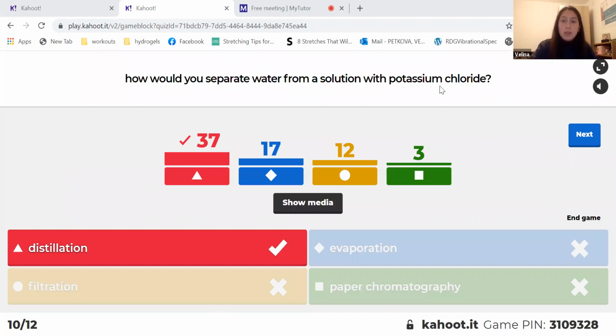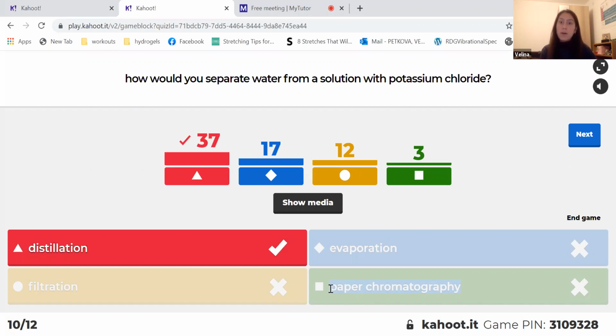Okay, so this one's confused some people. So firstly, let's start with paper chromatography. It's not paper chromatography because paper chromatography is more used to see what the different substances is in it. It's not really used to separate. Filtration, when's filtration used? So filtration is used when you have an insoluble thing in a solution or in a solvent, right? So if it's still a solid like sand and water, that's when you use filtration. However, we have a solution with potassium chloride which has dissolved in water. So therefore we can't filter it.